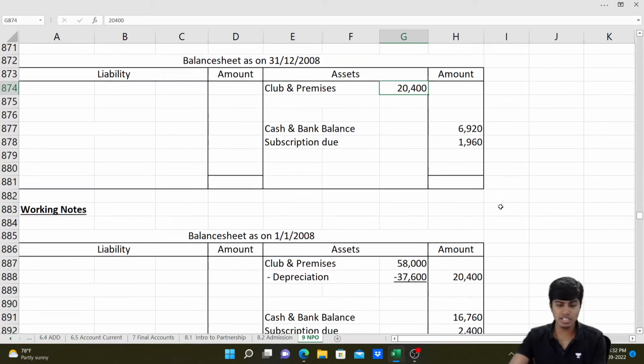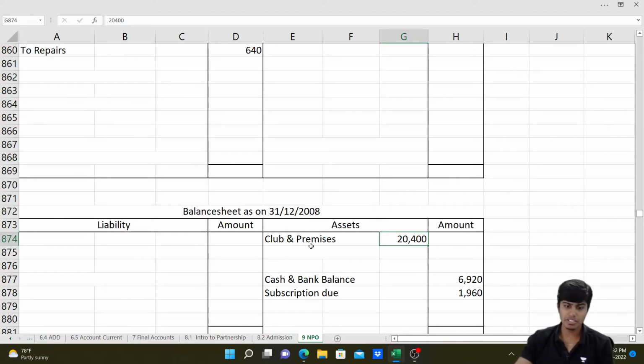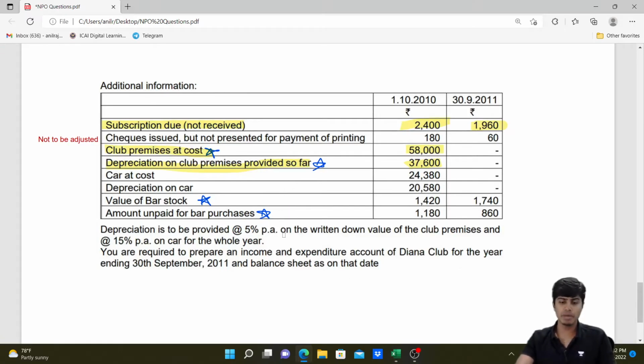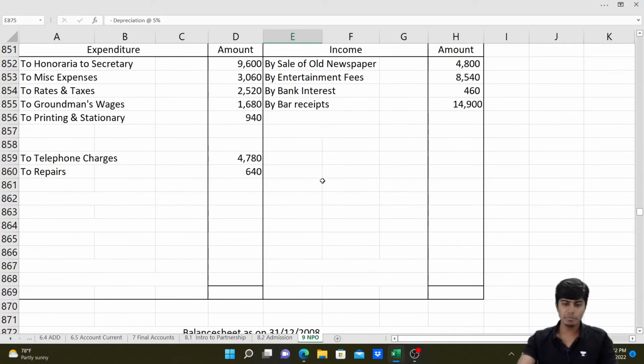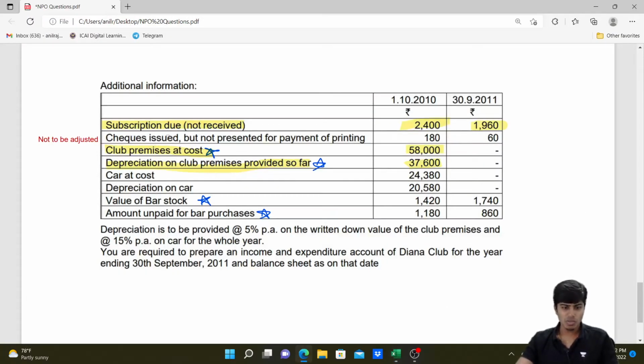Sir, but isn't this the depreciation? No, no. This is the depreciation of previous years. The current year depreciation has to be provided, which is given to us after this opening and closing balances as adjustment. So let's finish this off and then do that adjustment. Till then, just wait. Keep it in the inner column. Club and premise balance. Keep it in the inner column and wait. Got it? So what we have after that?